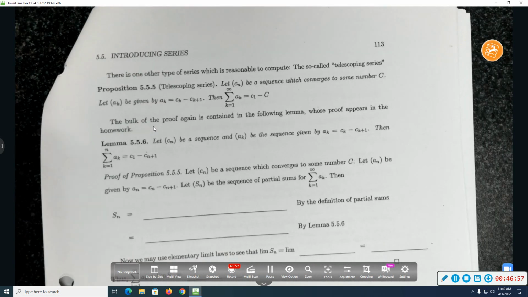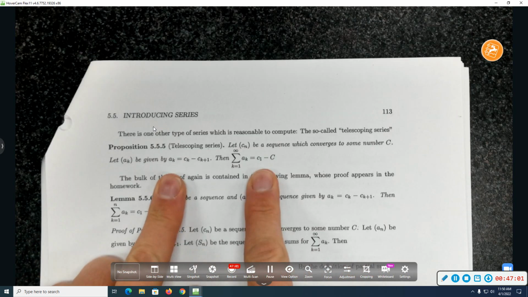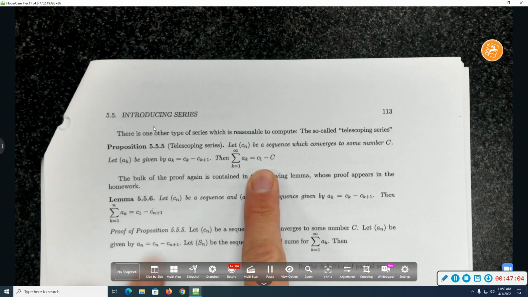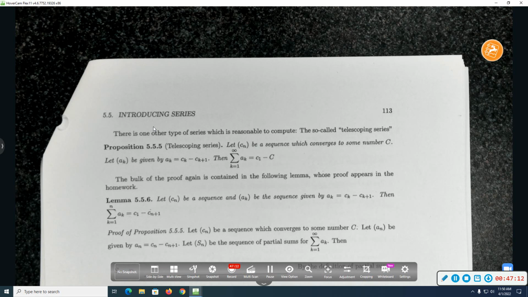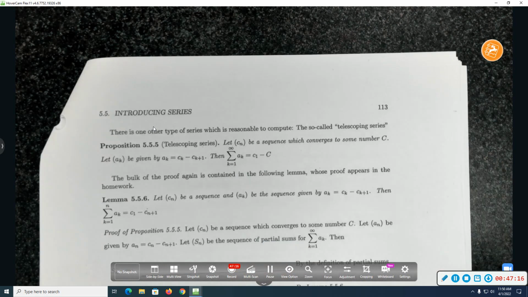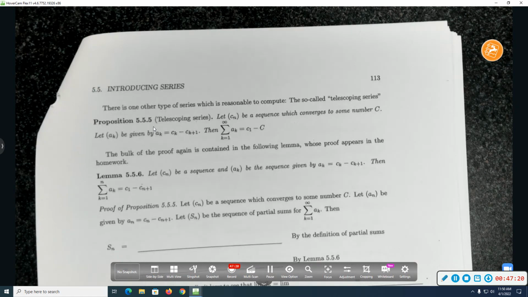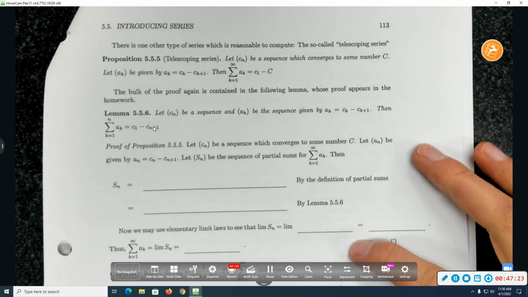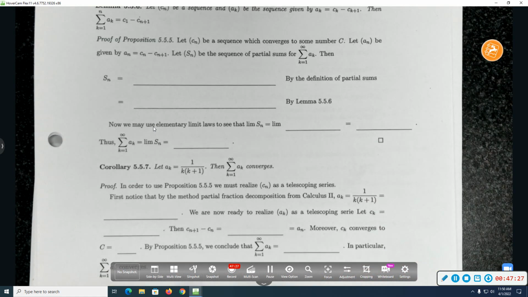The next sort of series that is reasonable to compute the limit of are the so-called telescoping series. If you can realize your series as something that looks like a bunch of differences of consecutive terms, and those terms converge to something, you can compute the infinite series. And we'll give the proof of that. It'll be pretty easy. You can use that to take things that don't look like telescoping series and turn them into telescoping series to get something like that to converge.